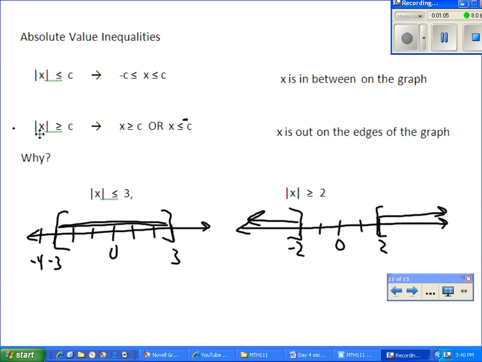Whereas if the absolute value of x is greater than or equal to a constant, that means we've got an or situation. Either x is greater than or equal to that constant, or x is less than or equal to the opposite of that constant. Both of these are assuming the constant is a positive number. So again, if the absolute value is greater than or equal to 2, that means we either want the numbers bigger than 2 or the numbers smaller than -2. So again, if you take -4 here, the absolute value of -4 is +4, and +4 is greater than or equal to 2, so it meets the condition.